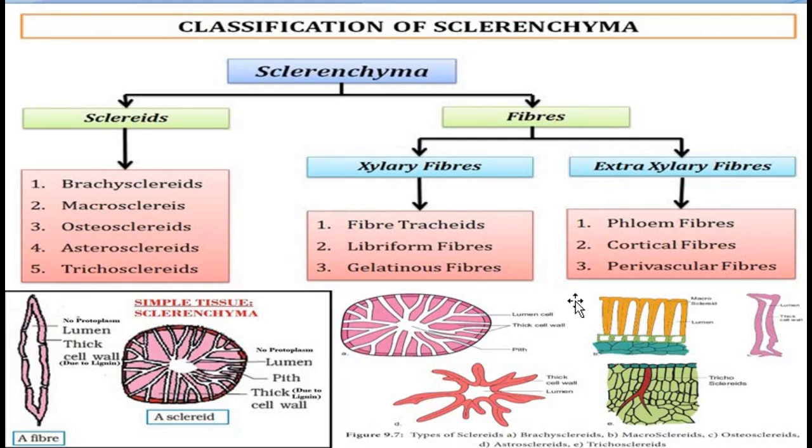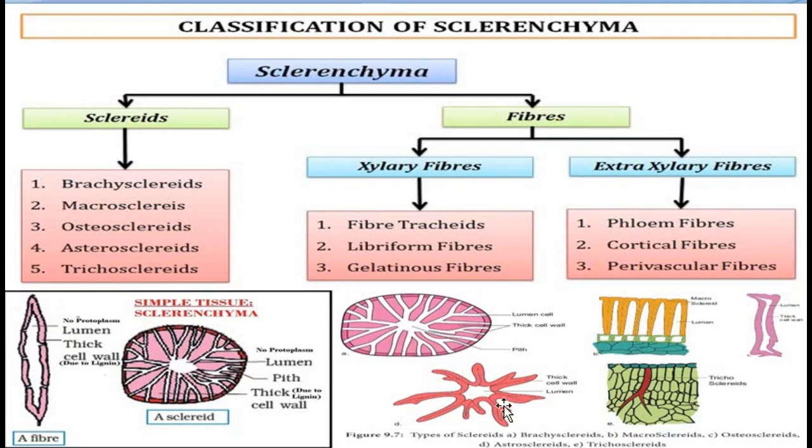Then the macrosclereids, as the name itself indicates, are large sclereids. They are provided with a wide lumen in their cell wall. Then the third type is called the osteosclereids. Osteo means bone shape. Here also they are the same as macrosclereids, but their end walls look like a bone, hence the name osteosclereids. Here also the lumen is wide.